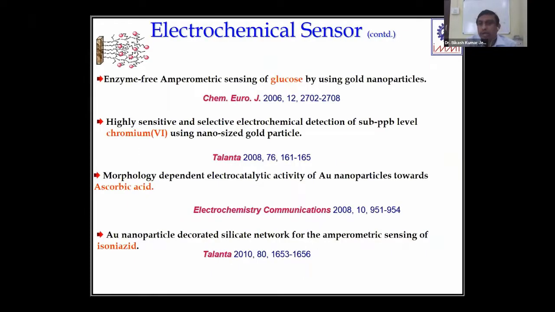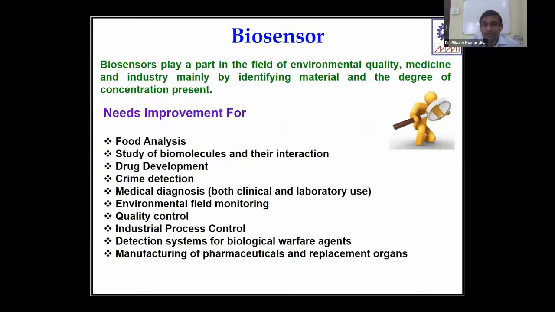We have also developed different kinds of electrochemical sensors, now enzyme free. Sometimes enzymes are delicate to use. You can develop a sensor without using enzyme and it can effectively monitor the concentration. We can monitor glucose and chromium 6 also. Chromium 6 is highly toxic in nature. We also developed sensors for ascorbic acid and isoniazid, which is another drug used. So we could develop electrodes for sensing these molecules for applications.